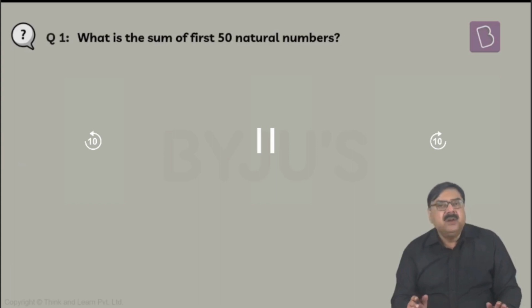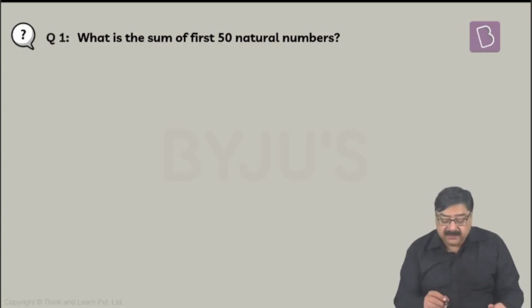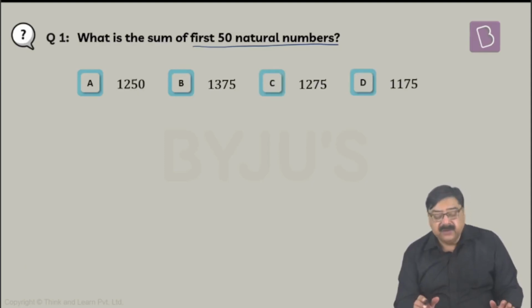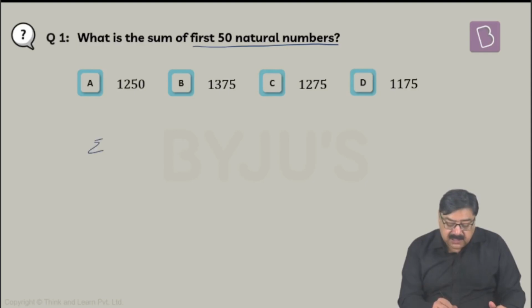Now let us have a look at some questions here, which are based on these important formulae that we have discussed. Now, what is the sum of first 50 natural numbers? So four choices are given to you. We want the sum of first 50 natural numbers. So sigma n here we know is n into n plus 1 by 2. This shall become 50 into 51 by 2.